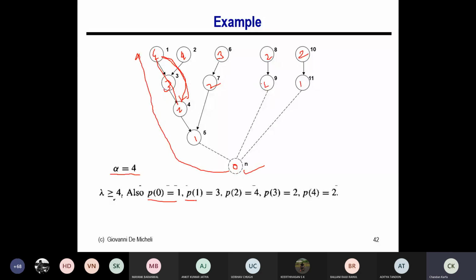How many are with P1? 1, 2, and 3. So I have 3 nodes with alpha equal to 1. Similarly, P2 is 4 because 1, 2, 3, 4. P3 is 2. There are 2 nodes with alpha value 3, and there are 2 nodes whose alpha i value is 4, so P4 is equal to 2.